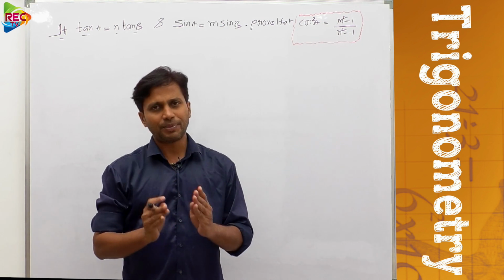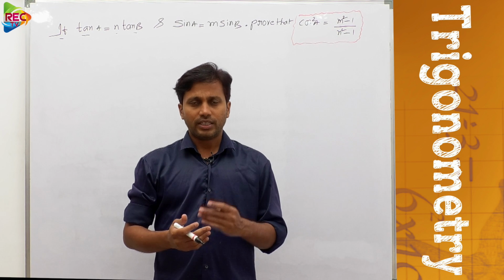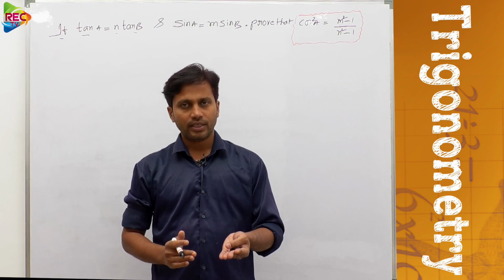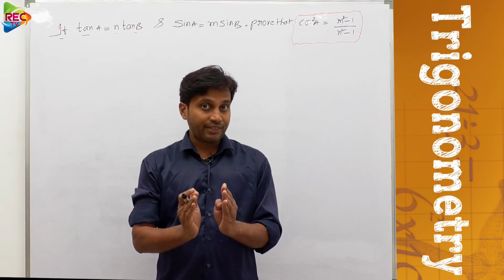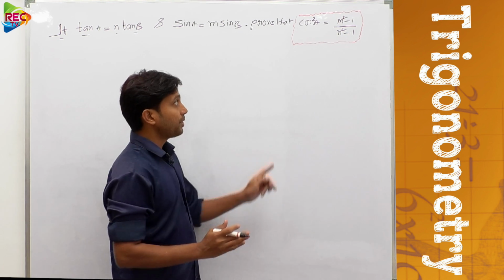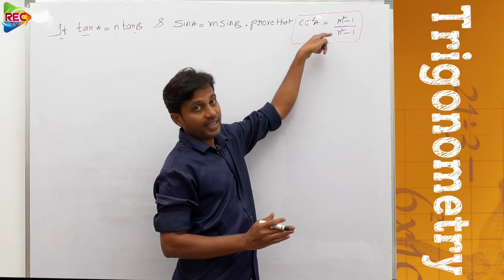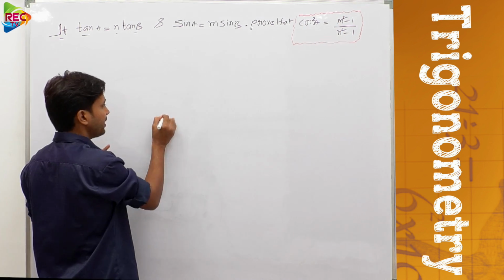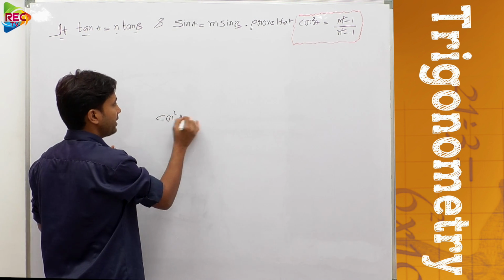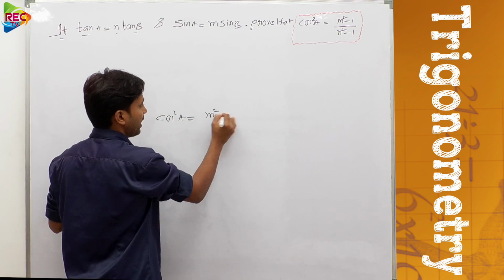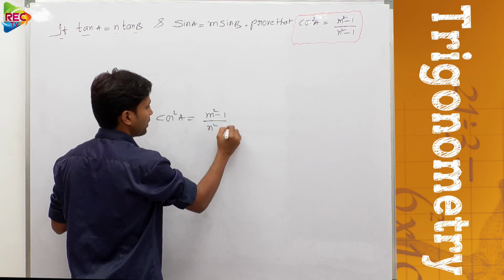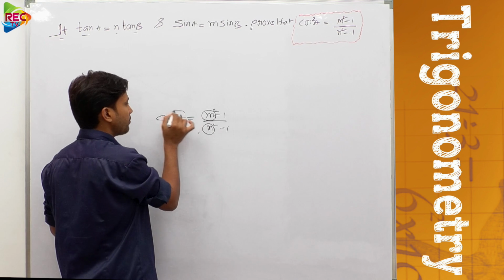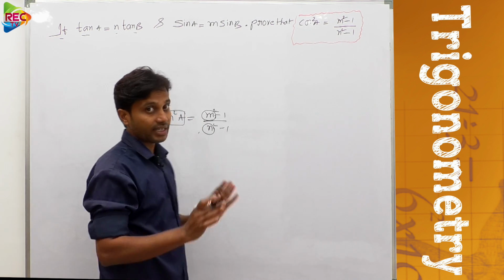Actually, this problem is a bit tricky. In a regular way we can't do it. So we need to think somehow different. Actually, what is our target? We need to focus on that. We need to represent cos square A in terms of m and n. Is that right or not? We need to show what here? I am writing here. See, cos square A should be represented as m square minus 1 by n square minus 1. So in terms of m and n, this cos square A should be represented. That is our target now.